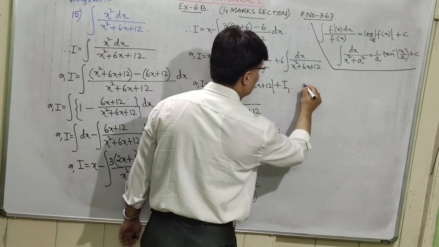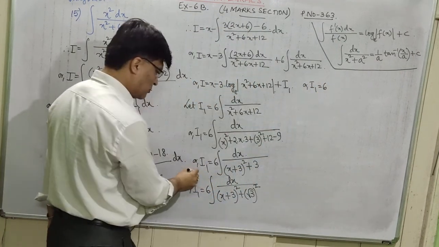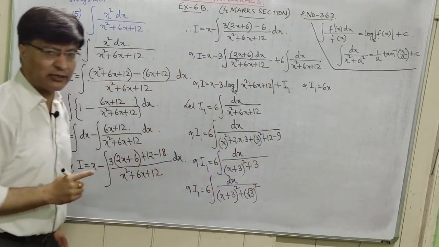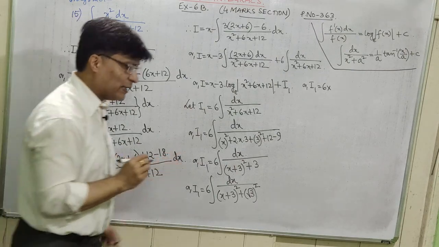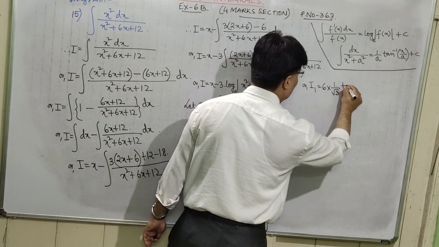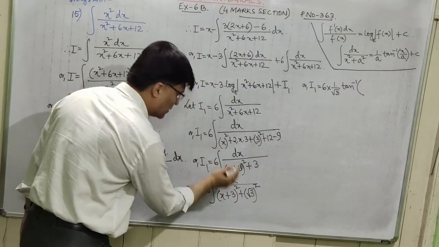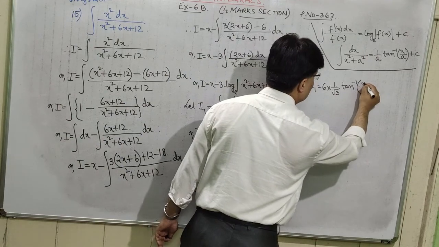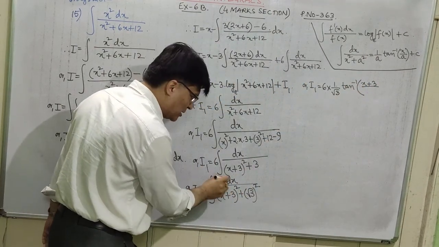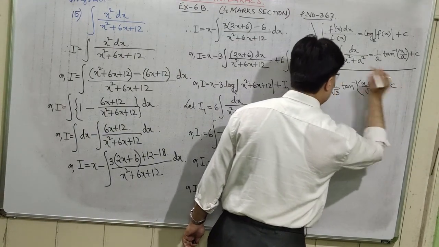So I1 is equal to 6, which is a constant, you have to write it, into, now use the formula. Let us use the standard integral first. That is 1 upon a. What is 1 upon a here? It is 1 upon root 3. Then tan inverse, what is x by a? X plus 3 by, that is x is x plus 3. That is your x plus 3 divided by, what is a? Root 3. It is root over 3 bracket close plus c.